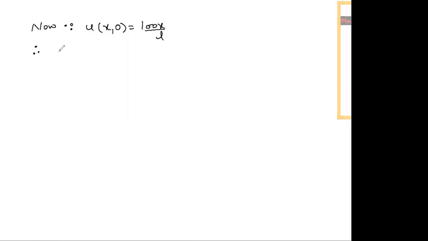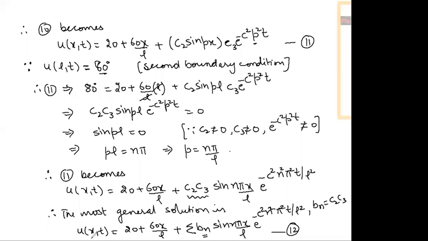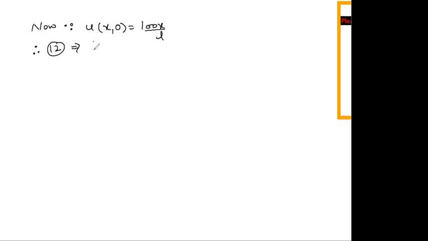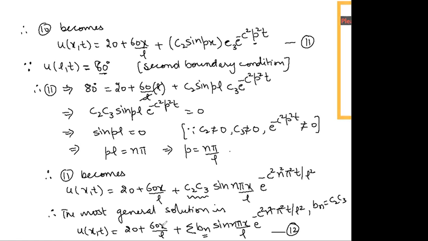So therefore, equation 12 implies, we will now put it in 12. Look, U(x,0), how much is this? 100x by L. U(x,0) is 100x by L. It is equal to 20 as it is, plus 60x by L as it is. No change, because now we are not putting the value of x. What we are putting is t equals 0.